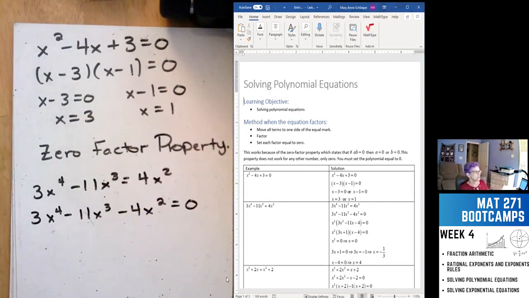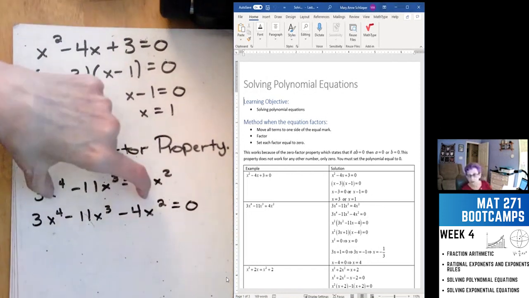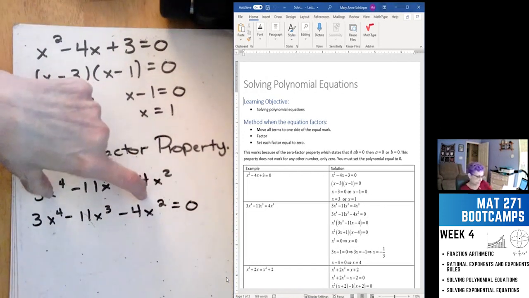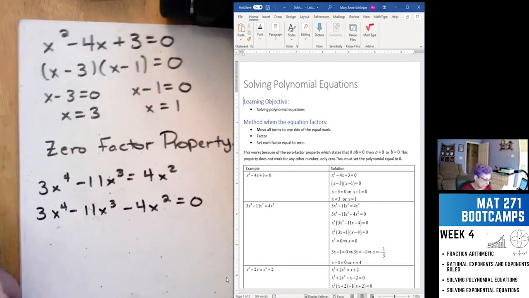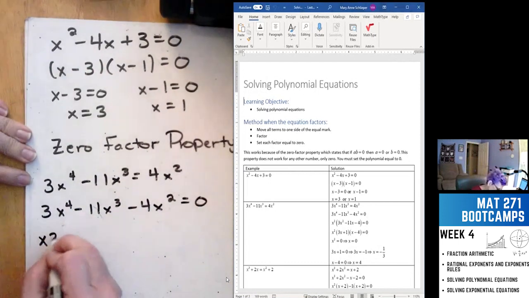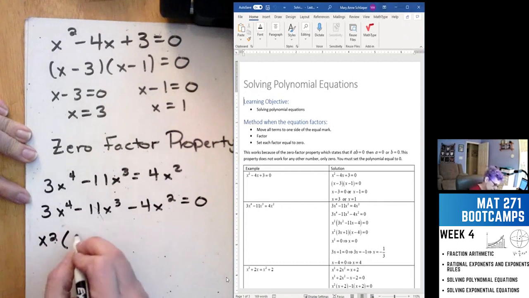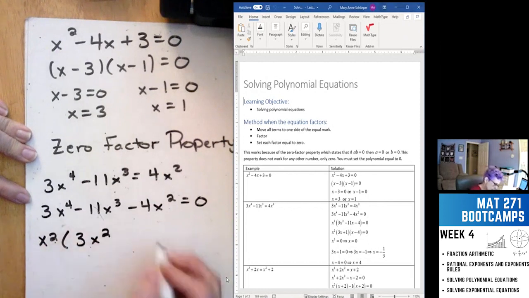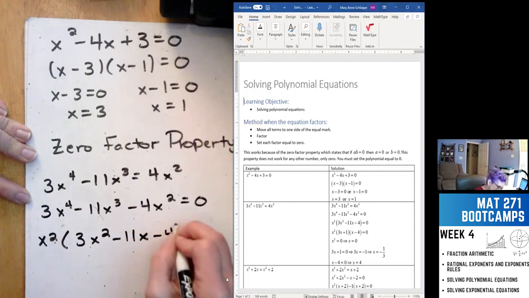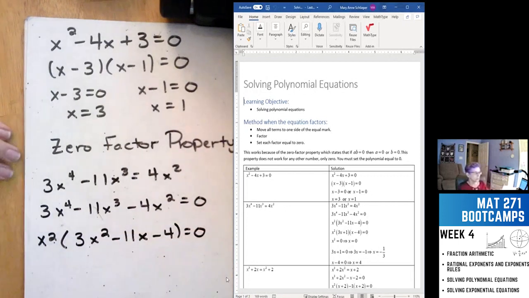Now everybody's on one side. First thing you do is look for a common factor. Everybody's got an x squared. So this leaves me with 3x squared minus 11x minus 4 equals 0.